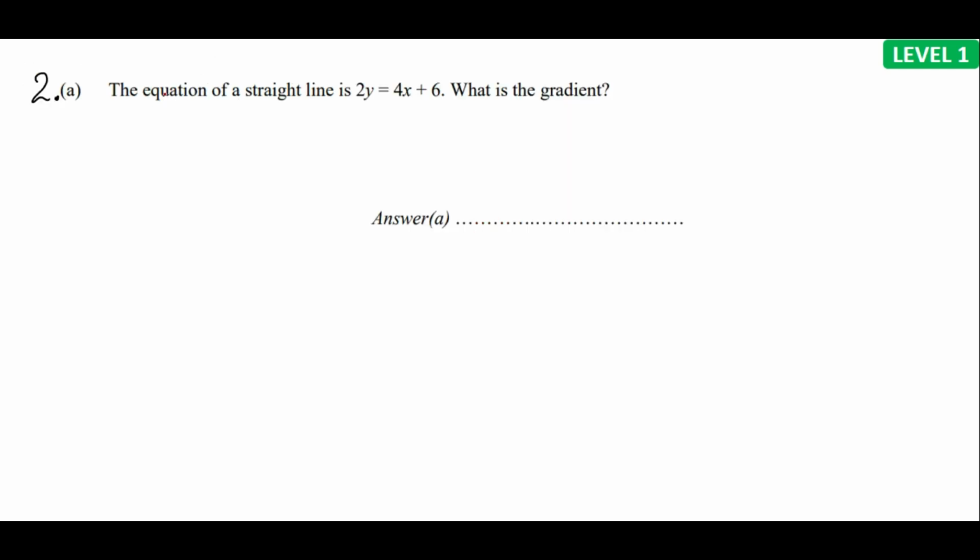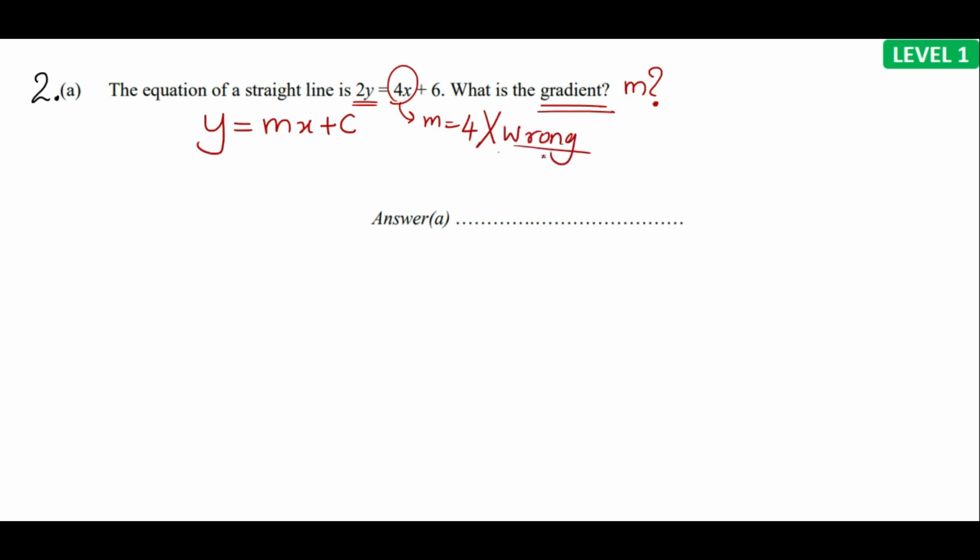Question 2. The equation of the straight line is 2y equals 4x plus 6. What is the gradient? So the question is to find m. Now we can see that the equation given is not in the form y equals mx plus c, because along with y you have a 2 here. You will have a tendency to quickly write the answer for m as 4, the value that comes with x, which is wrong. Because here the equation is not in the form y equals mx plus c, it is 2y.